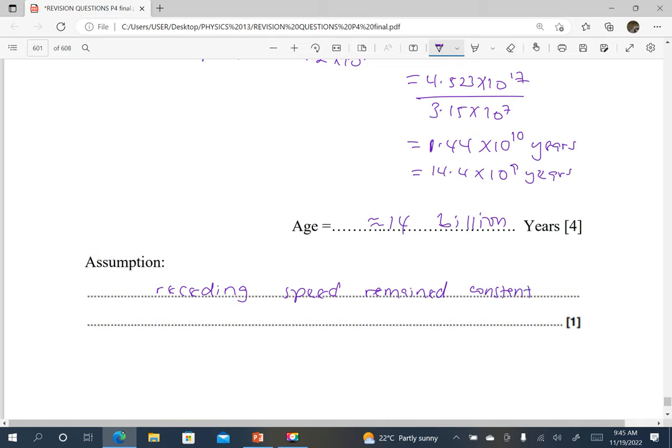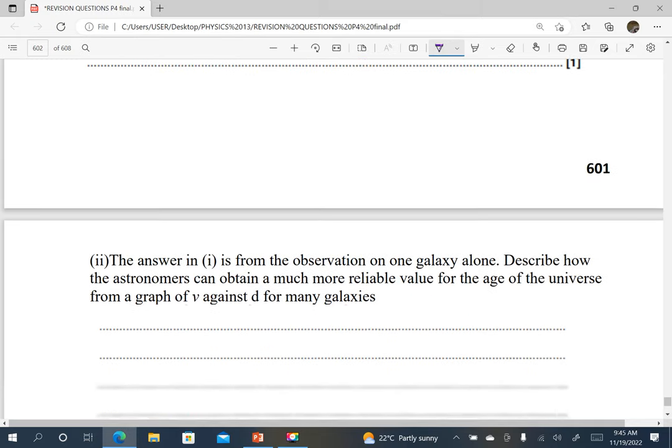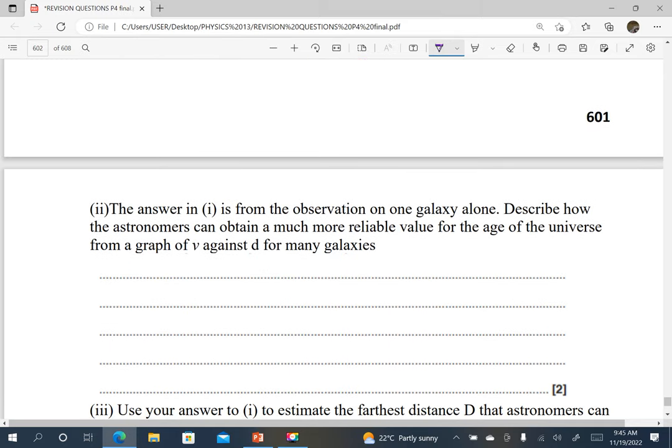The receding speed remained constant ever since the universe started expanding. The answer in Roman 1 is from the observation on one galaxy alone. Describe how the astronomers can obtain a much more reliable value for the age of the universe from a graph of V against D for many galaxies.